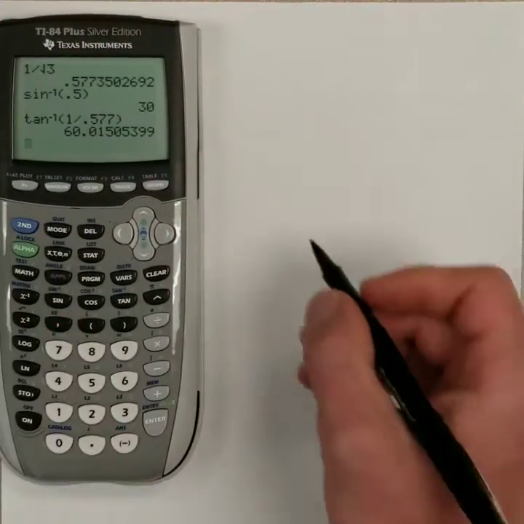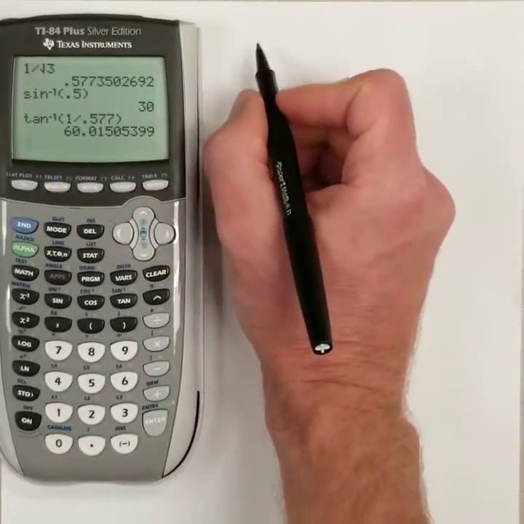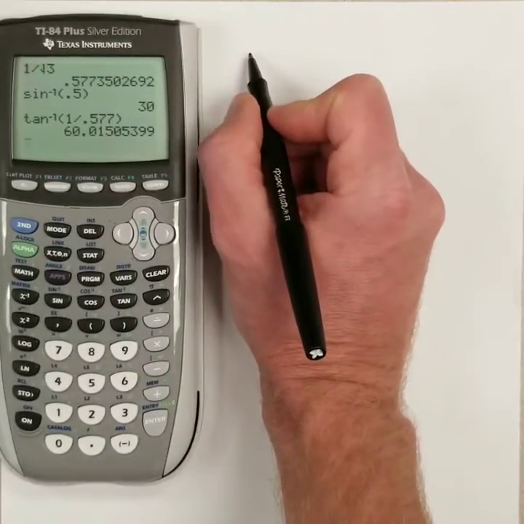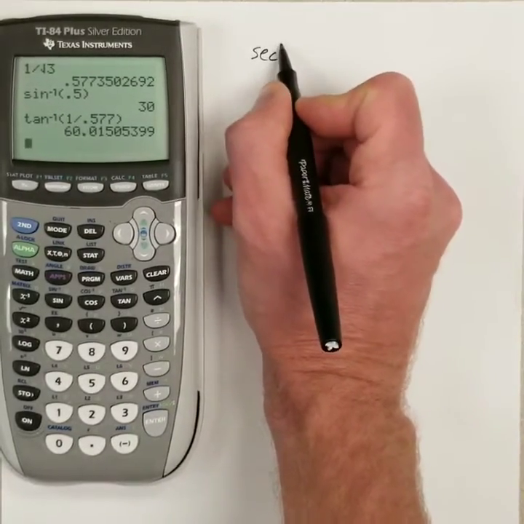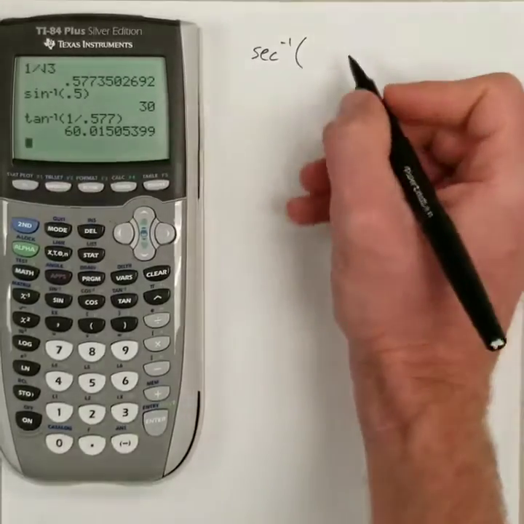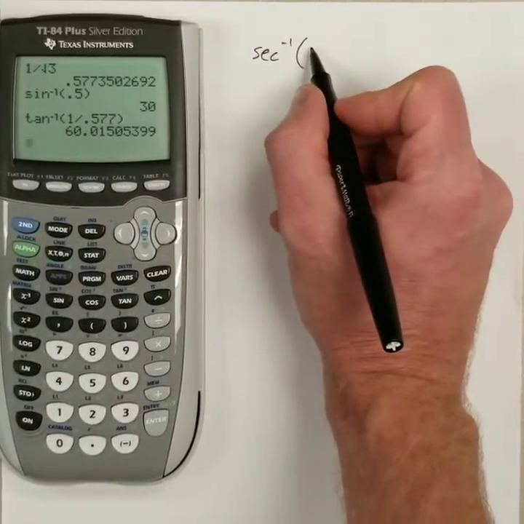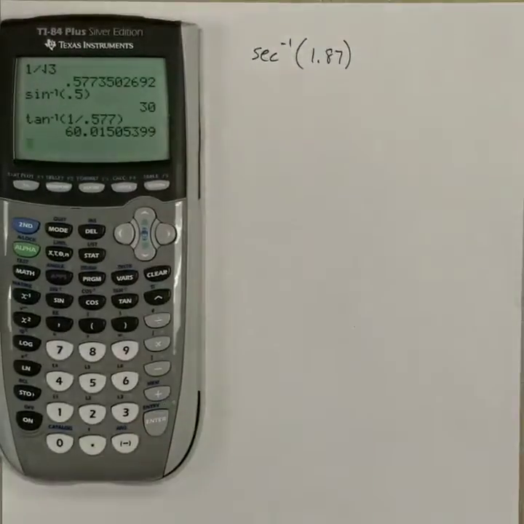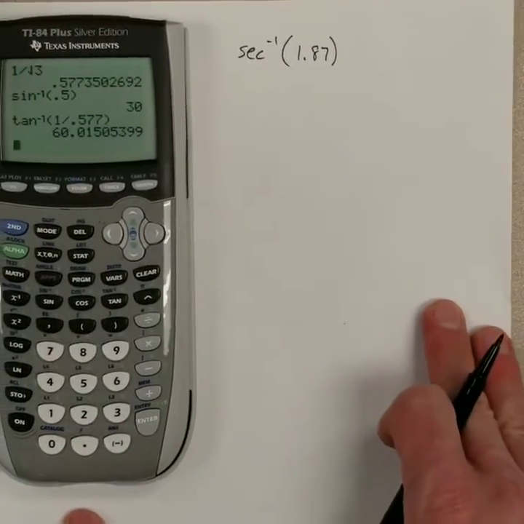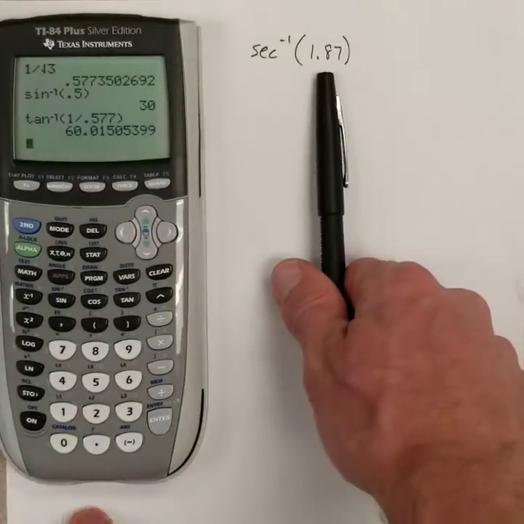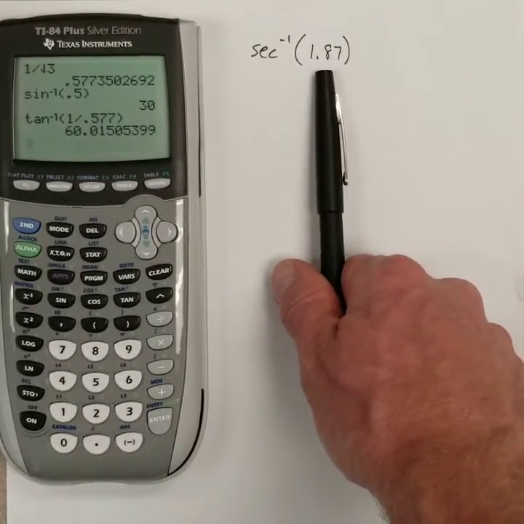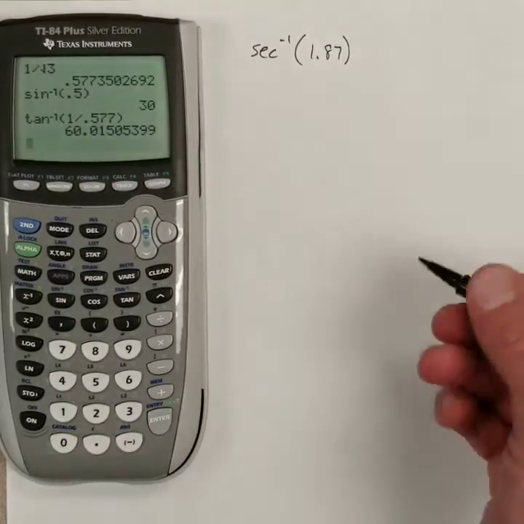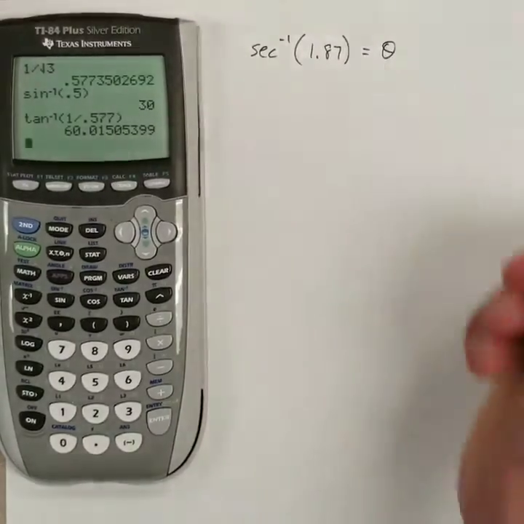Let's try something like the inverse secant of 1.87. Okay, inverse secant of 1.87. Well, remember, the 1.87 is the input, but it's a ratio. The output is going to be an angle. So we'll call this theta.